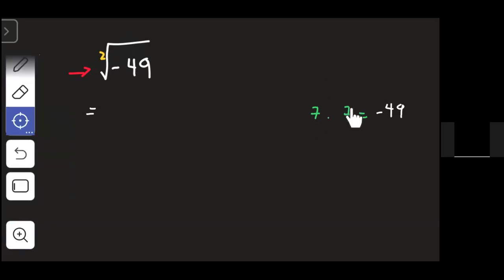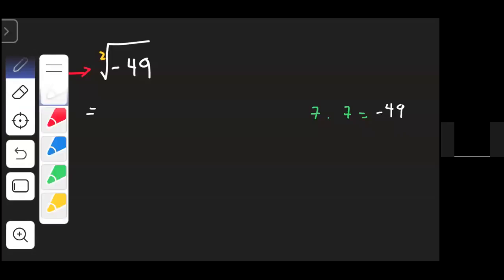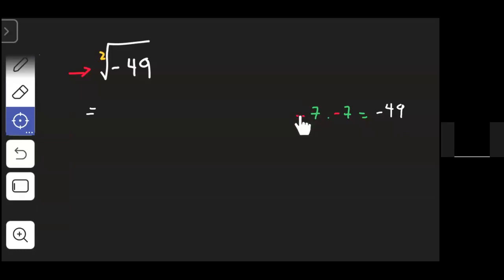Take a look. 7 times 7 is 49, but I have to use the same sign. Positive 7 and positive 7 is going to be positive 49, and I'm not looking for positive 49. Could it be negative 7? Negative 7 times negative 7: 7 and 7 is 49, and negative and negative is going to be positive. We can't use one negative 7 and one positive 7. If you're going to use positive, both have to be positive. If you're going to use negative, both have to be negative.